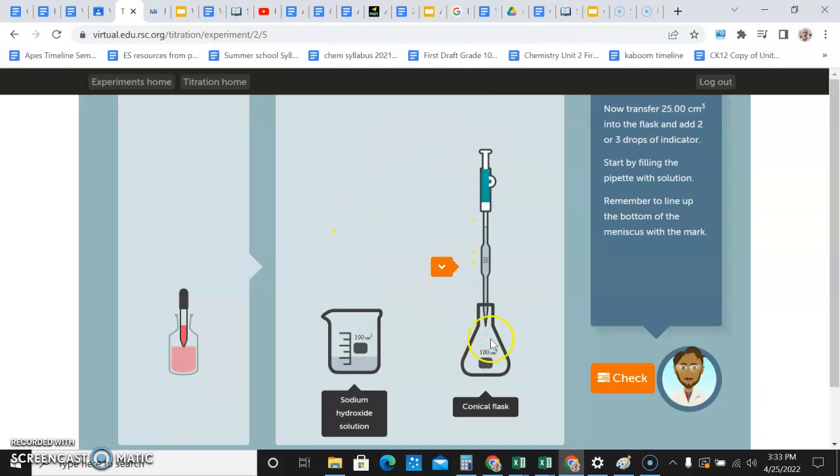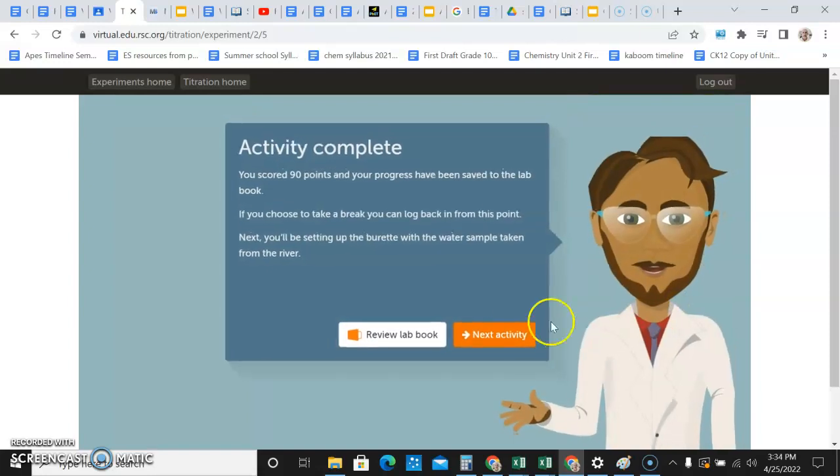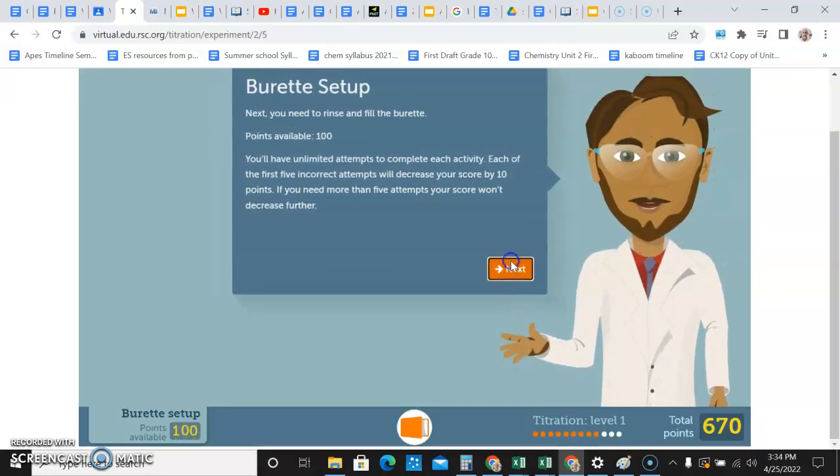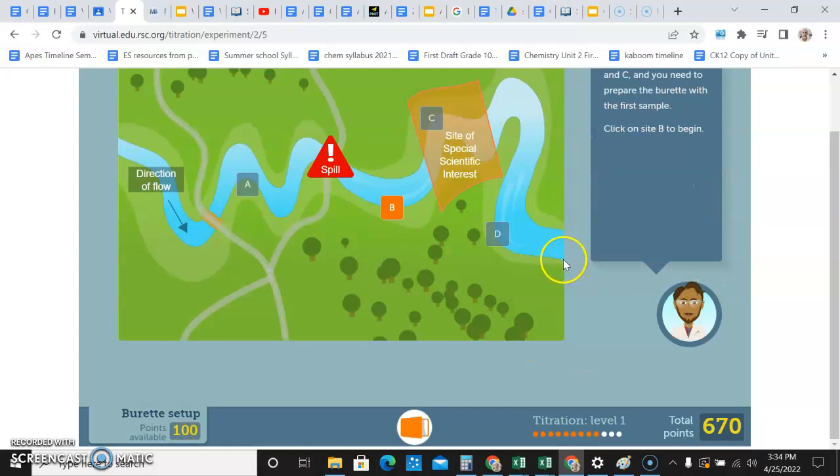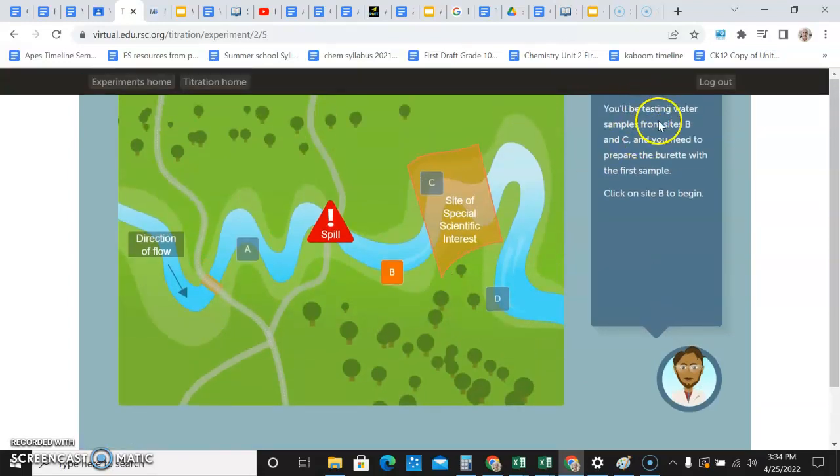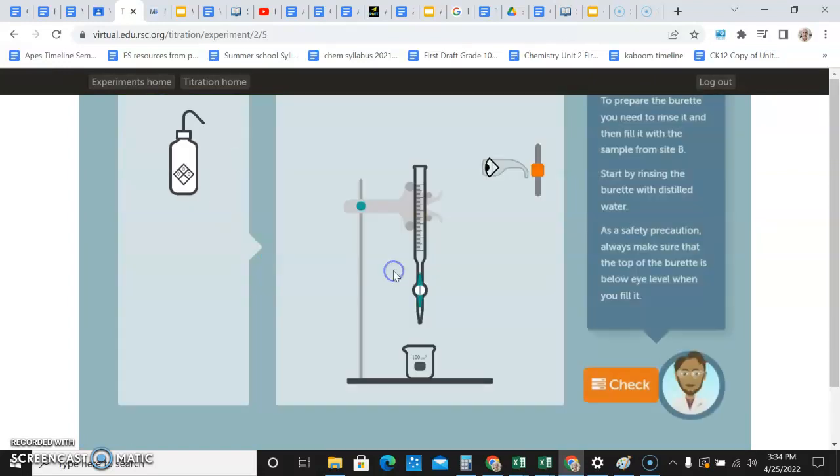And then we're going to put that into a conical flask. We probably have washed the conical flask as well, if it was the real world. We probably would have washed the conical flask with distilled water. Okay, and now we're going to put in some indicator. So we just give a drop. How many drops do they want? I think 3, 2, 3. Okay. Great. Okay, okay, okay, okay. So they want you to test samples from site B.